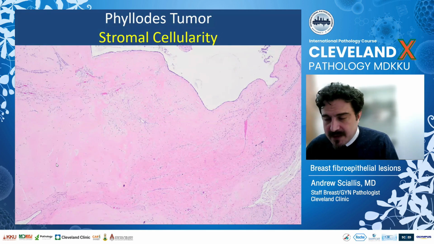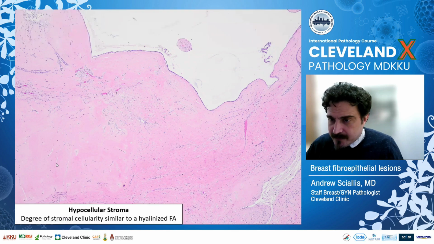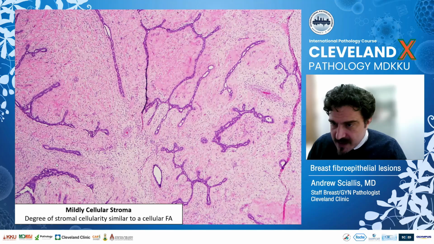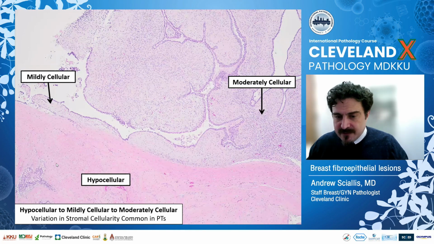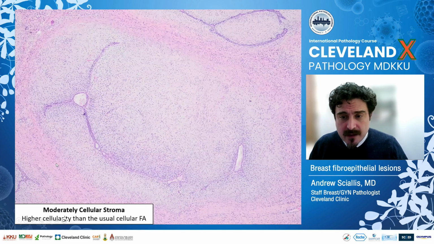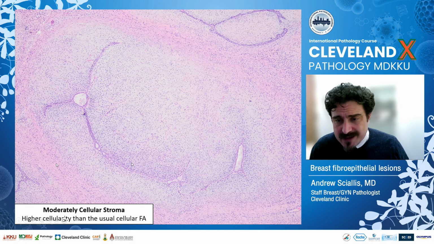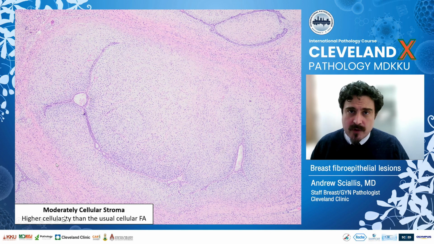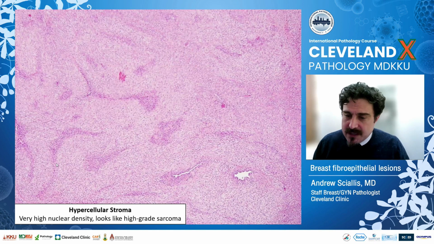Stromal cellularity: sometimes with the expansion, there can be phyllodes tumors with more hypocellular stroma, to mildly cellular, so variability in cellularity between hypo, mildly cellular, and moderately cellular. These can have a lot of heterogeneity to them. Going to more moderately cellular stroma, more so at least than a typical cellular fibroadenoma, and also there's a little bit of that periglandular stromal hypercellularity or condensation, as some people will say. Very high nuclear density in this example, looks almost like a high-grade sarcoma.